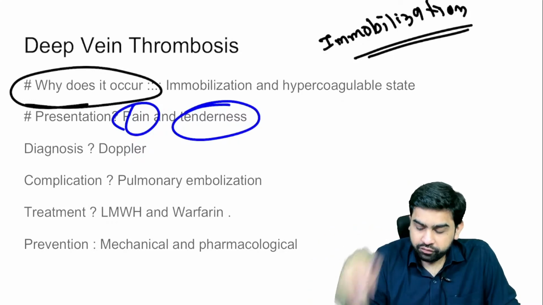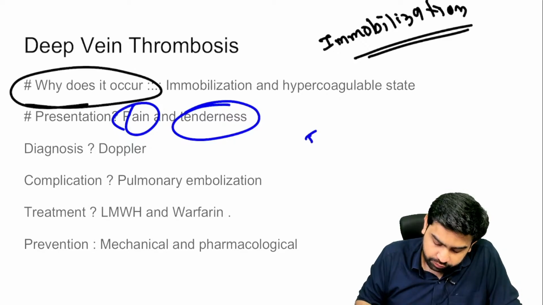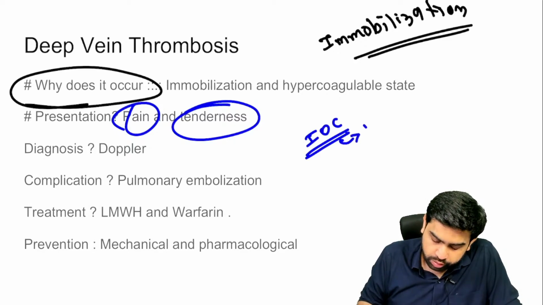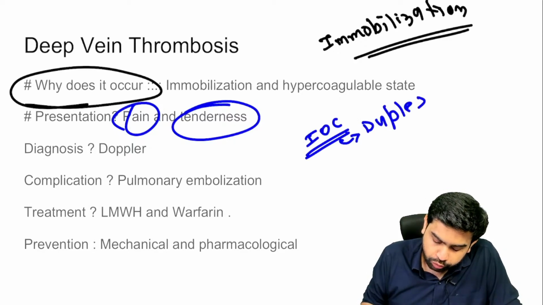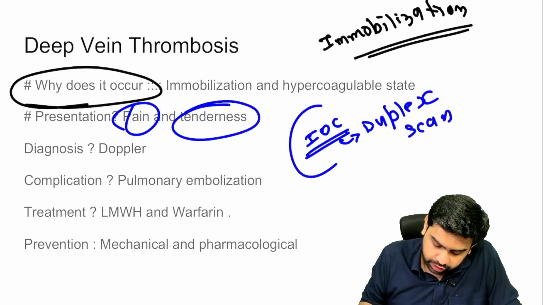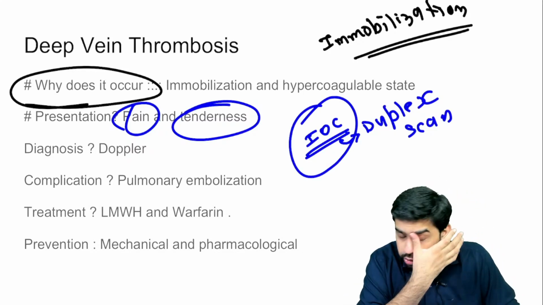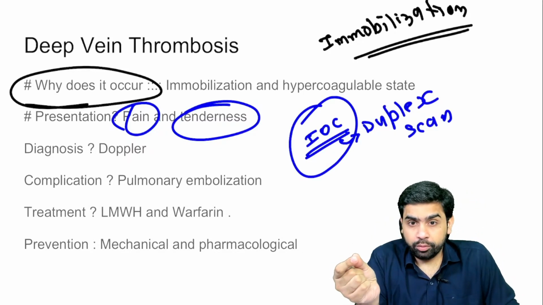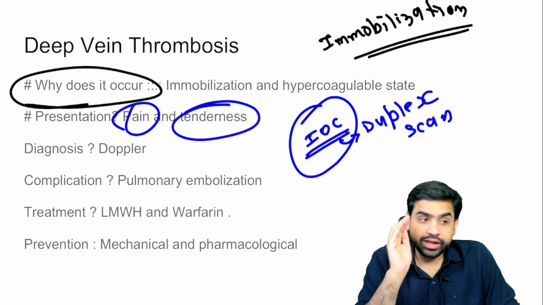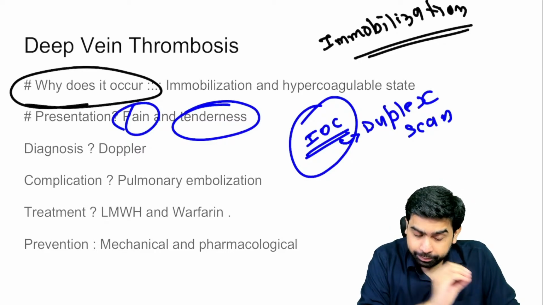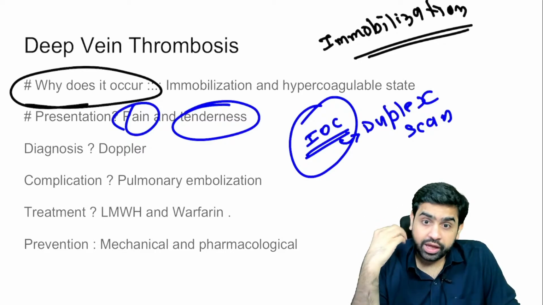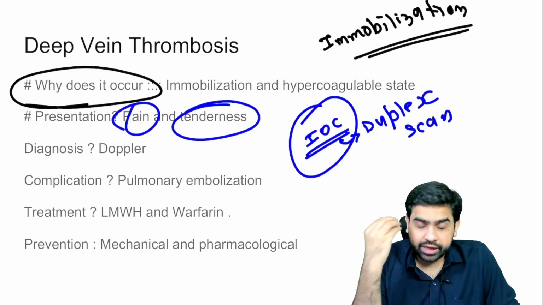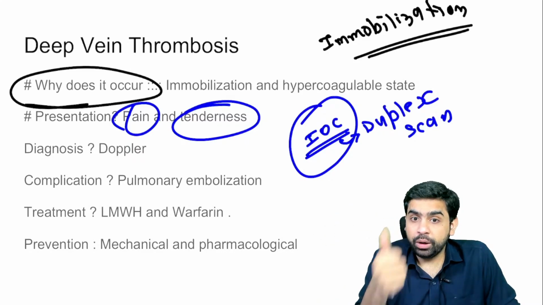Now, the investigation of choice, very important. What is the investigation of choice for deep venous thrombosis? It is a duplex scan. What is a major complication because of this? You are really worried that one part of the thrombus is going to get dislodged. It might go to the heart, and then it might go to the lungs, leading to pulmonary embolism.